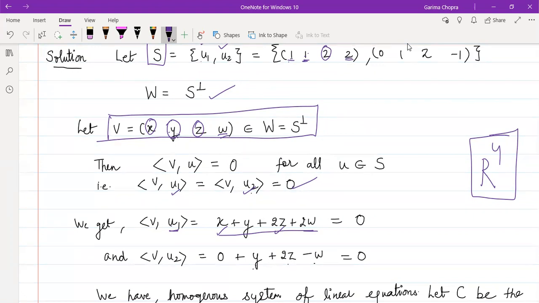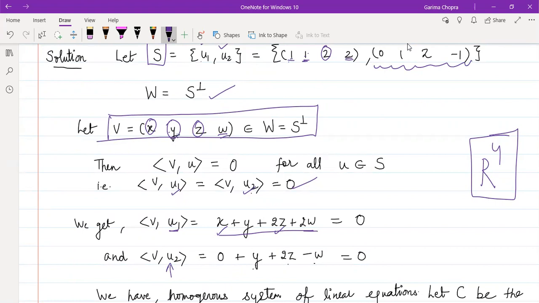Similarly, we are finding here the inner product of this arbitrary vector v of subspace W with a given vector u2. And it will be in the form of this sum. And again, this inner product is 0 because here v is the arbitrary vector of orthogonal complement. So its inner product with both of these vectors u1 and u2 is 0.